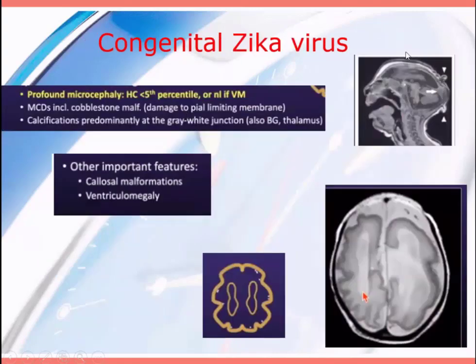Then we have the congenital Zika, and we have noted that severe microcephaly is seen in congenital Zika virus, and there is callosal malformation and also cortical dysplasia with cobblestone malformation. It is the cobblestone type of lissencephaly. It is different, it has a serrated outline. Then we have the ventriculomegaly.